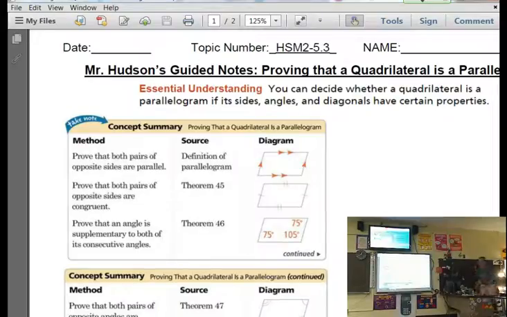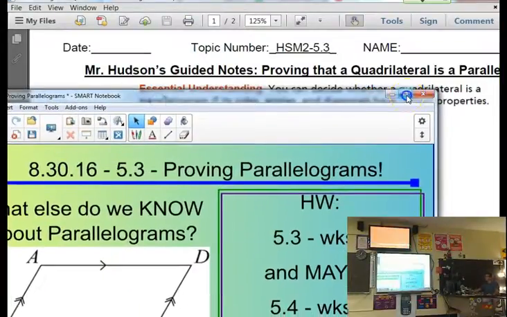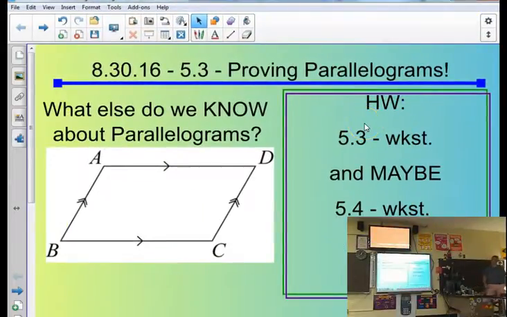So if I go back to my entry slide, what else do we know about a parallelogram? So all we have here is, okay, the lines are parallel. That's the first kind of like, duh, it's a parallelogram. But what else do we know, especially since Brian wasn't here yesterday? What can we talk about that makes a parallelogram specific? Megan?